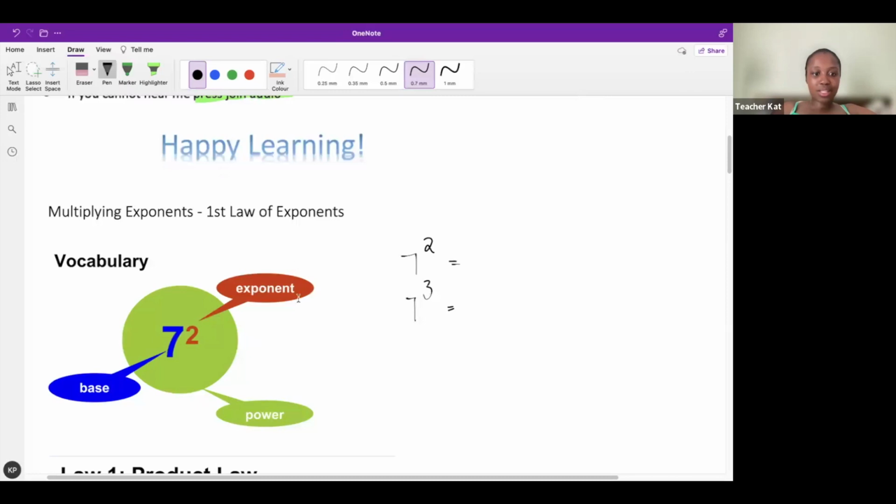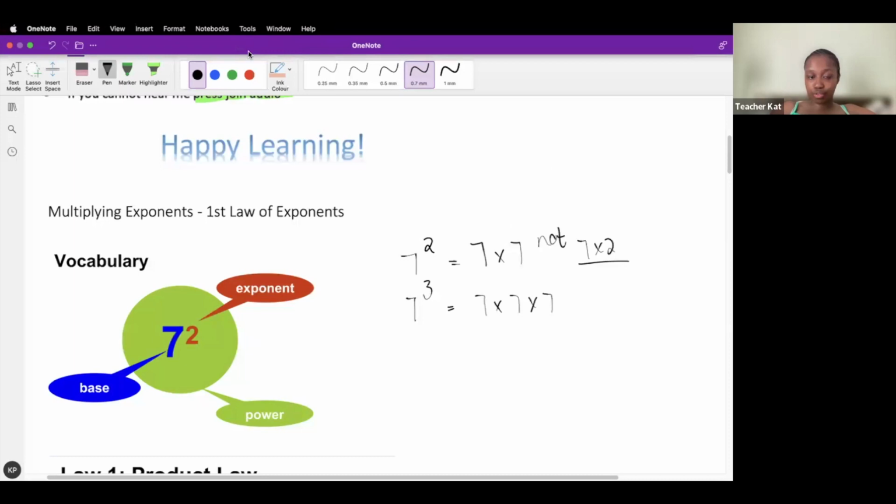Okay, it tells you how many times you are multiplying this number by itself. So 7 to the power of 2 means there are 2 of them. So this would be 7 times 7, which means 7 to the power of 3 means there are 3 of them. Okay, we are not multiplying the base by the exponent. So 7 times 7 is not the same as 7 times 2. Okay, do not make that mistake. You will lose a lot of marks if you do that.